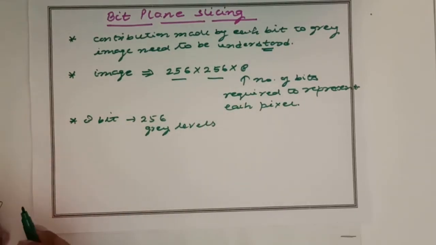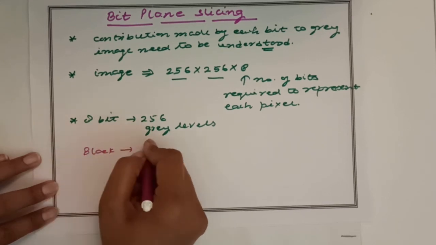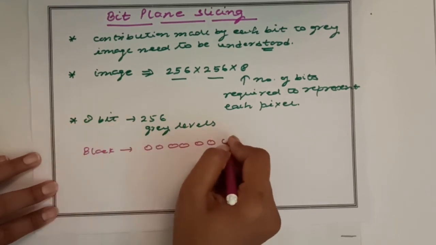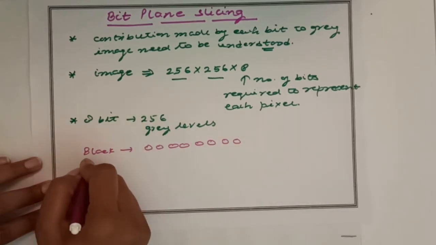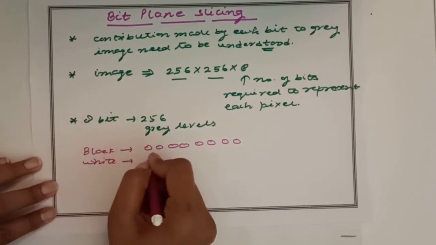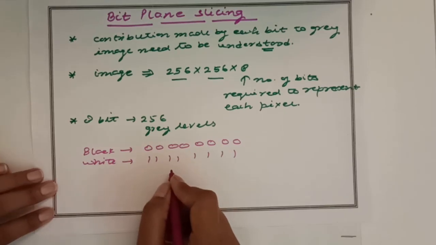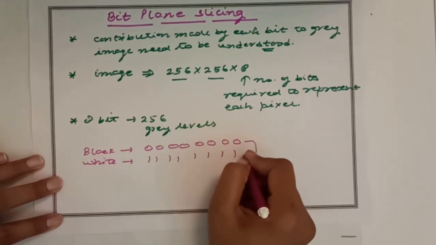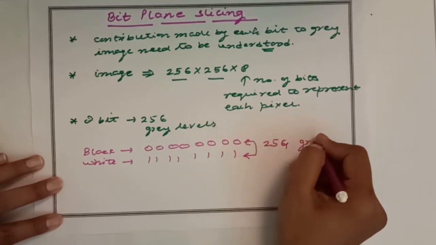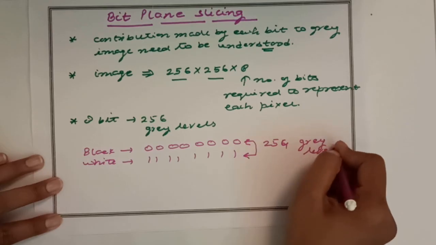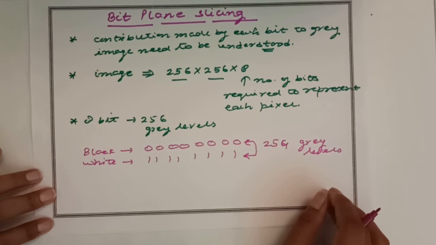You know that black is represented by 0, so all the 8 bits will be 0, while white is represented by 1, so in this case all the 8 bits will be 1, and in between these two levels there would be a total of 254 gray levels, which will be represented by combinations of 0 and 1.